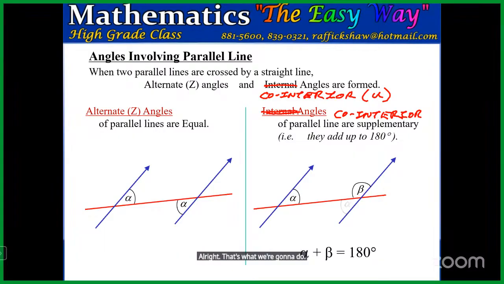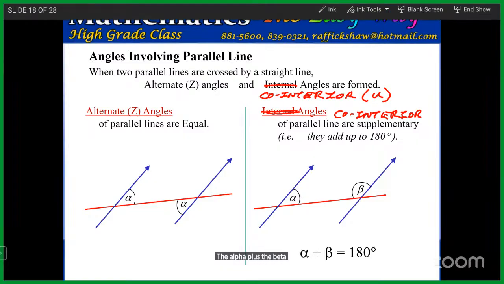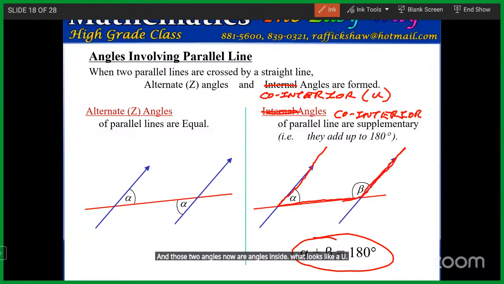Take that one off the diagram. I'm left with those two. The alpha plus beta equation down here is still valid. And those two angles now are angles inside what looks like a U, and they are co-interior angles. So this angle and this angle add to 180 degrees.